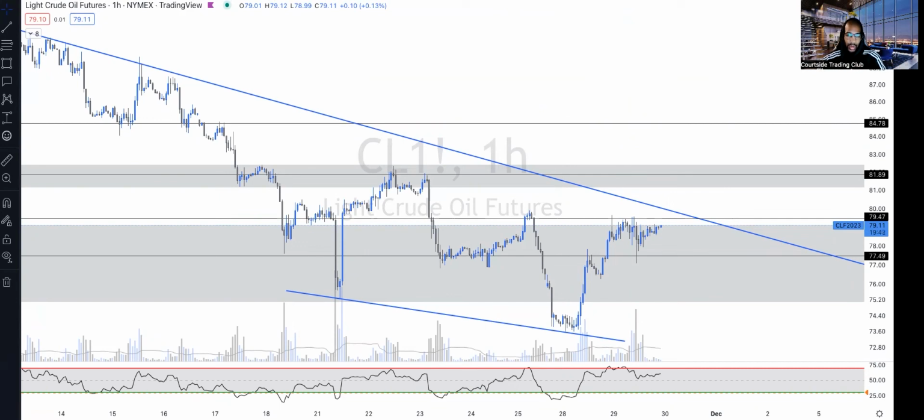All right, so that's the oil market right there, and hopefully you guys were able to use this strategy and apply it to whatever market you're trading, and get some results from it.